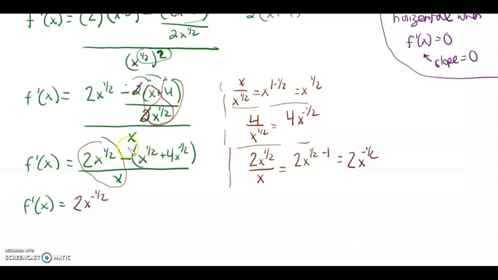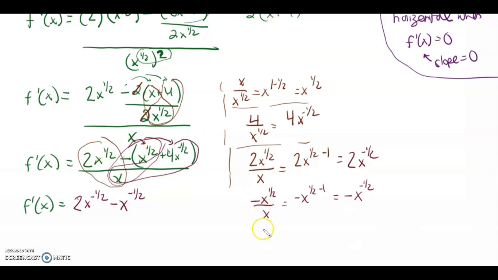Now, if we distribute this negative sign into the bracket, we just get negative x to the 1/2. This needs to be divided by x. So we get negative x to the 1/2 minus 1. Again, we get negative x to the negative 1/2. And then this 4, but it's actually negative 4 because that negative sign gets distributed in. We get negative 4x to the negative 1/2 divided by x to the 1. So we get negative 4x to the negative 1/2 minus 1, which is negative 4x to the negative 3/2.